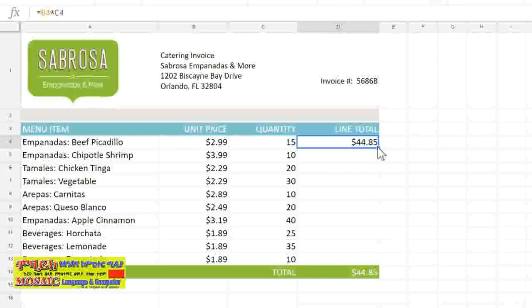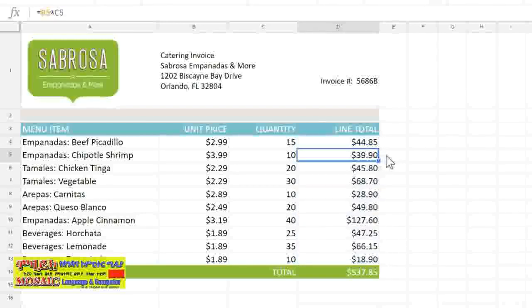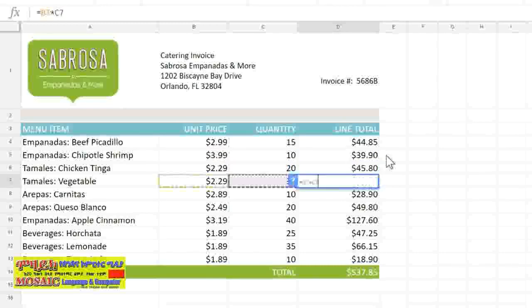Now, if I use the fill handle to copy this formula to all of the cells, you can see that in each one, the cell references are actually going to be different. So we have B5, B6, B7, and so on. That's because these are relative references.